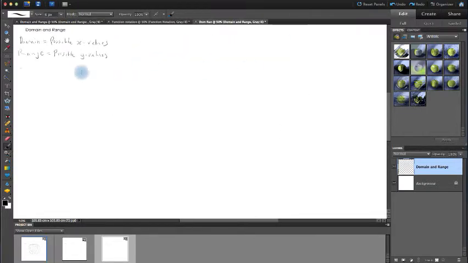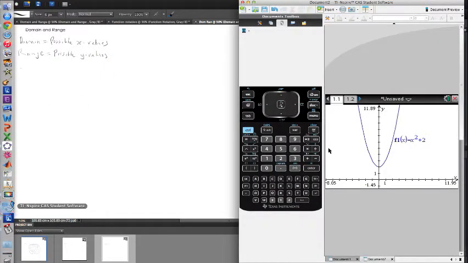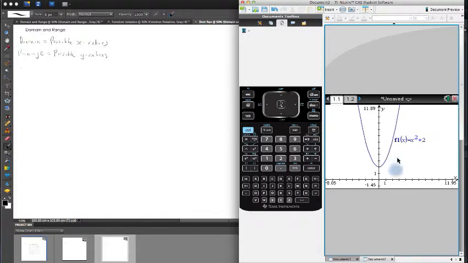Okay, so the domain and range. Well, the domain is just any possible x values, and the range is any possible y values. So it's pretty easy. Let's have a look at an example. So here we go. Here we've got a quadratic, and the graph is just y equals x squared plus 2.